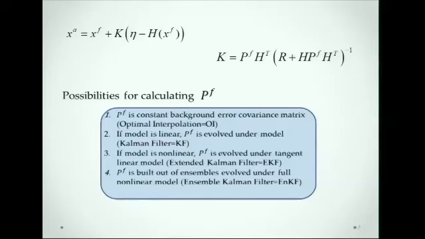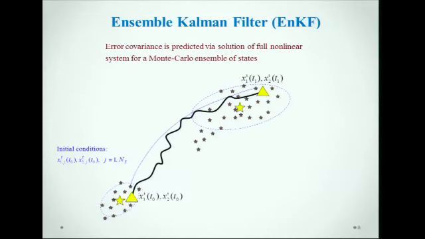Or you can do what's very popular now, which is to build it out of ensembles which are evolved under the full nonlinear model. That's called the ensemble Kalman filter. So on this side of data assimilation, some variant of the ensemble Kalman filter is probably the state of the art. So how does the ensemble Kalman filter work?